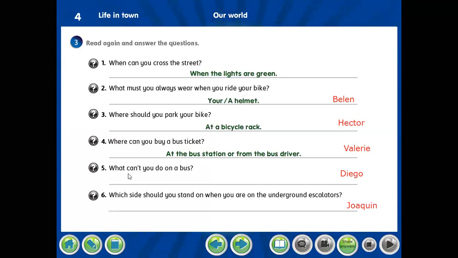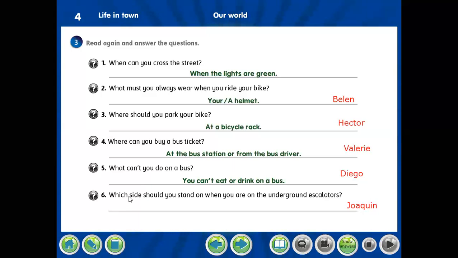What can you do on a bus? You can't get on without a ticket. You can't eat or drink on the bus. Very good, Diego, very good, no? It's impossible to travel on the bus without a ticket. So you must buy a ticket. And the prohibition also is you mustn't eat or drink. Very good. And Joaquin, please, the last.